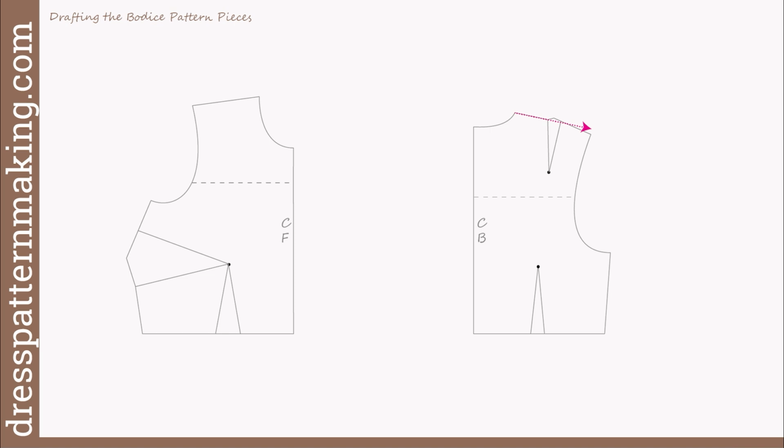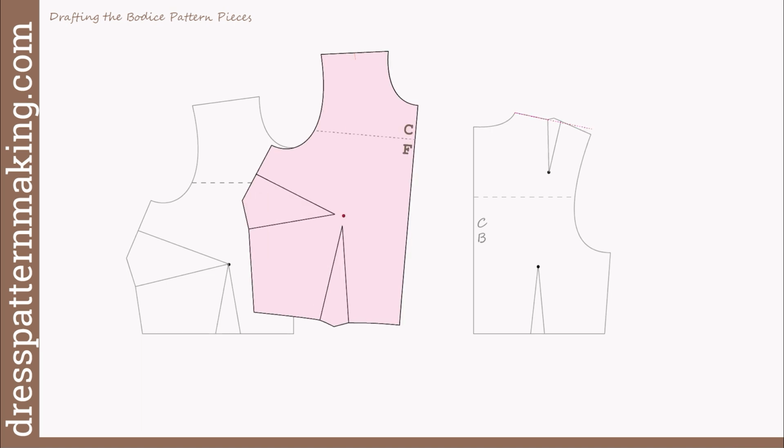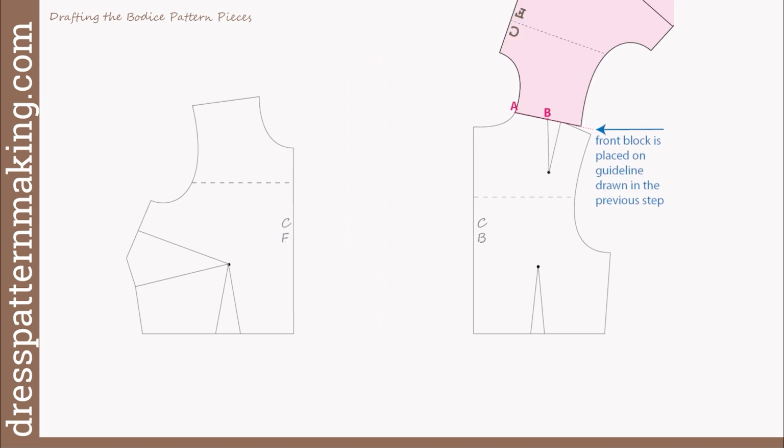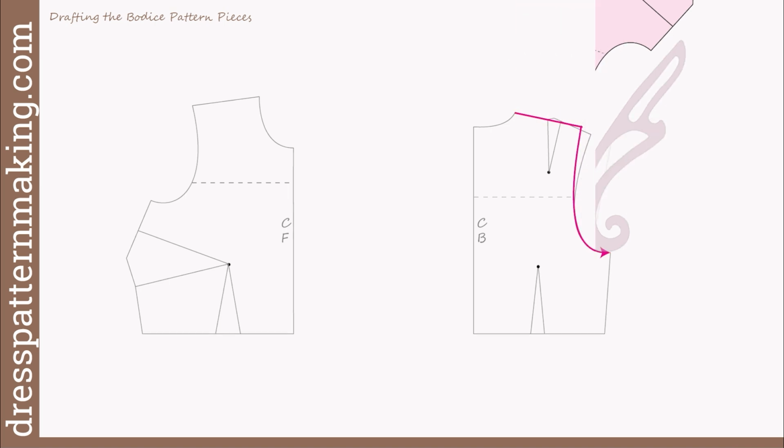So now I'm going to bring in my front block and line it up so that the front and back shoulder lines match up as shown. So I'm placing the front shoulder line on the guideline that I drew for the back shoulder line. I'll use the front block for doing two things, for getting the back shoulder length and drawing a new back armhole that has a nice flow through from the front. So the pink line shown is my new shoulder and armhole line for the back.